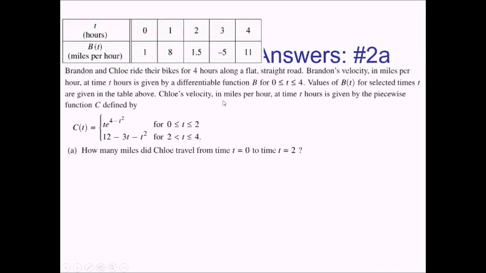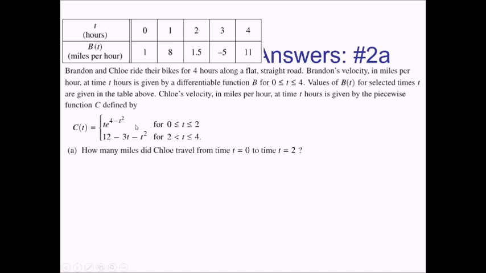For this free response problem, we have Brandon and Chloe riding their bikes for 4 hours along a flat, straight road. Brandon's velocity in miles per hour is given by a differentiable function b, and values of that apparently are in this table up here. So this table is all about Brandon. And then we have Chloe. Chloe's special. She gets a piecewise function for her velocity.